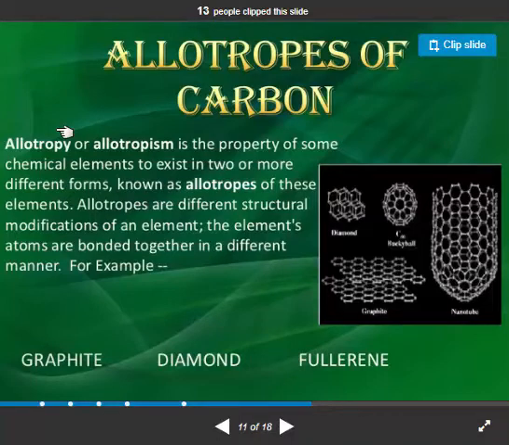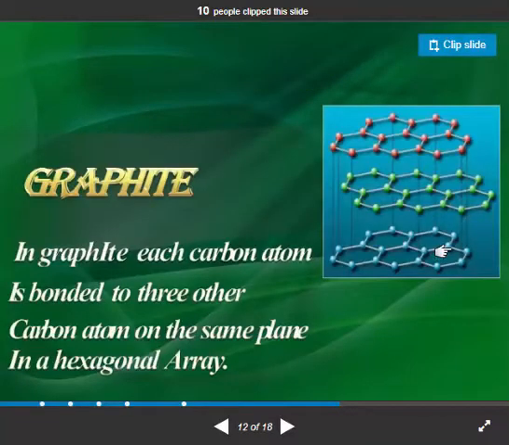One of them, of course, is graphite. We have diamond, and we have fullerene. We will start with graphite. You know graphite is very soft. Graphite is the lead that you have in your pencil, and you can totally write with your pencil. So the lead allows you to write, and this is the graphite that you have inside your pencil.